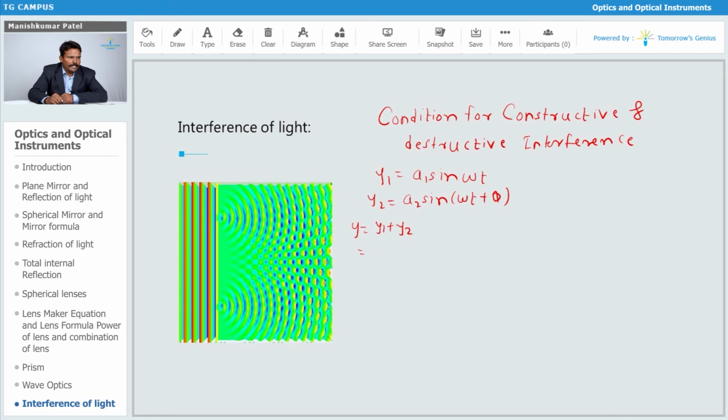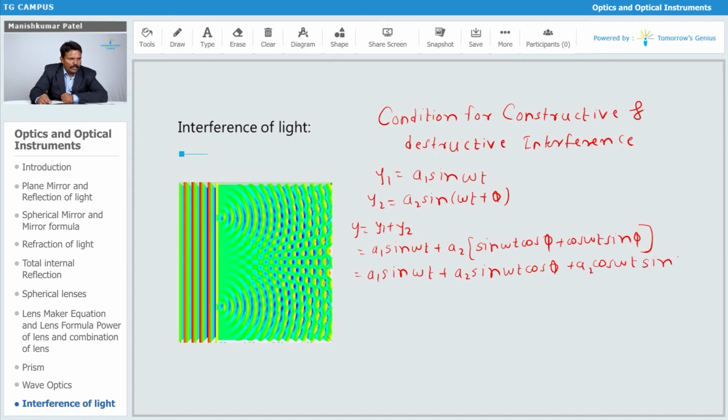Then again I can write it down. Obviously that is a1 sine omega t plus a2 sine omega t plus phi. Similarly, you can expand it as sine omega t cos phi plus cos omega t sine phi. So this is a1 sine omega t plus a2 sine omega t cos phi plus a2 cos omega t sine phi. Further we can say that obviously.